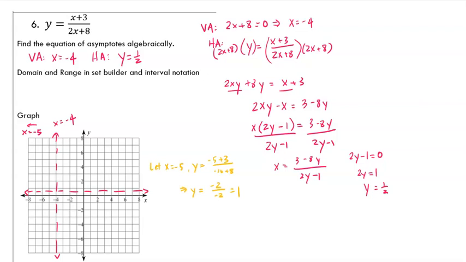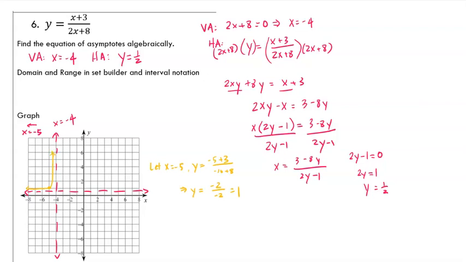So we have -5 and 1. So we know it's going to be over that horizontal asymptote. And I can graph more points on there. Let's try another one. But I know it's going to get closer and closer to y equals 1/2. So I'm just going to do this.